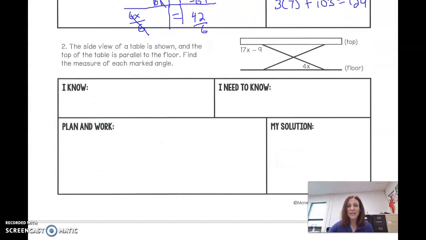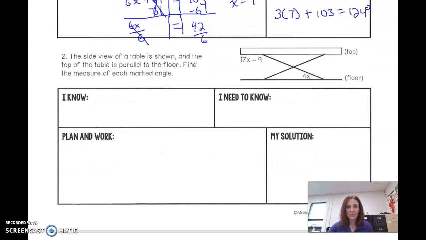The side view of a table is shown. So here's a table. The top of the table is parallel to the floor. Awesome. We know that these two lines are parallel. If they're parallel, we can think about angle relationships. So we need to find the measure of each marked angle. So this one right here and this one right here. Okay? So let's see if we can figure it out.